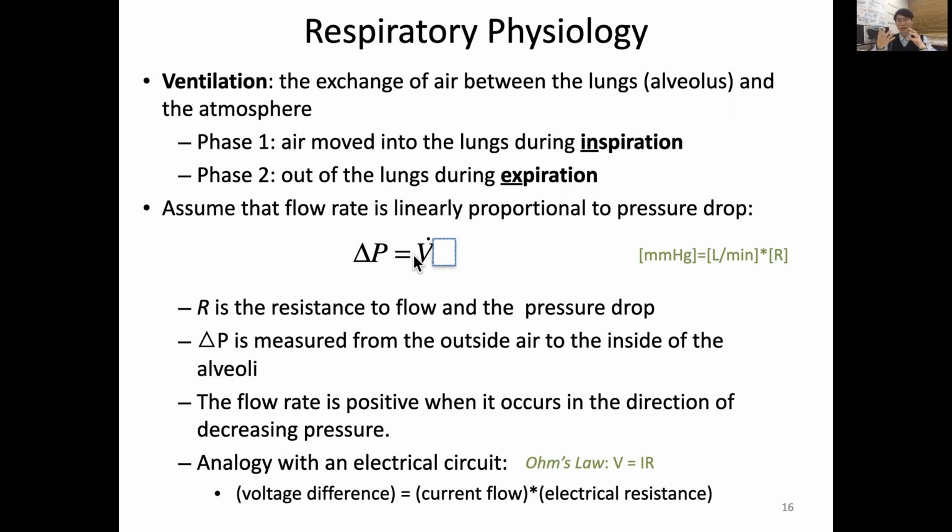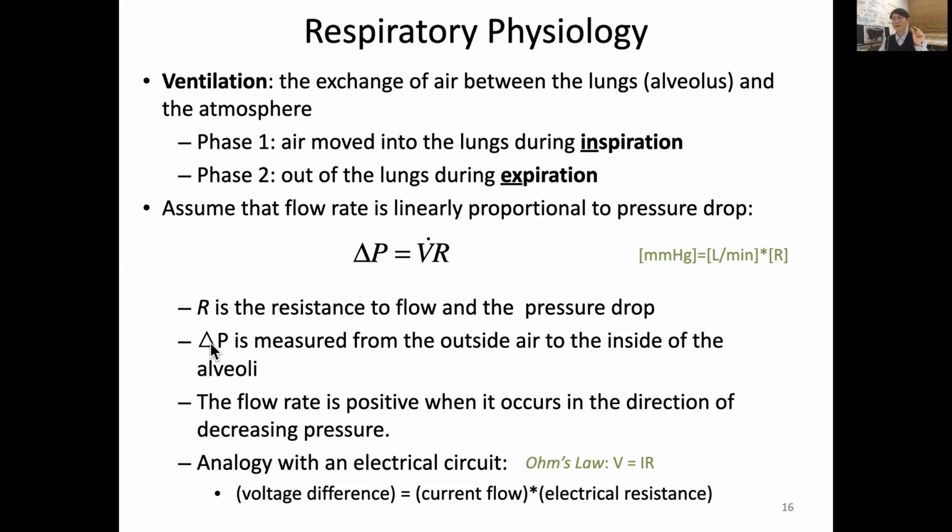So the volume flow rate, and there's a proportionality constant, which we call the resistance, meaning that for the same volume flow rate, the higher this proportionality constant, the higher the pressure difference we need. This is R, the resistance to flow and pressure drop. To understand this better, we have to pay attention to the units. The pressure drop is in millimeters of mercury, though you can use other kinds of pressure such as pascal or atmosphere; this is just an example. And the volume flow rate is in liters per minute. Then you can automatically know the unit of this resistance.